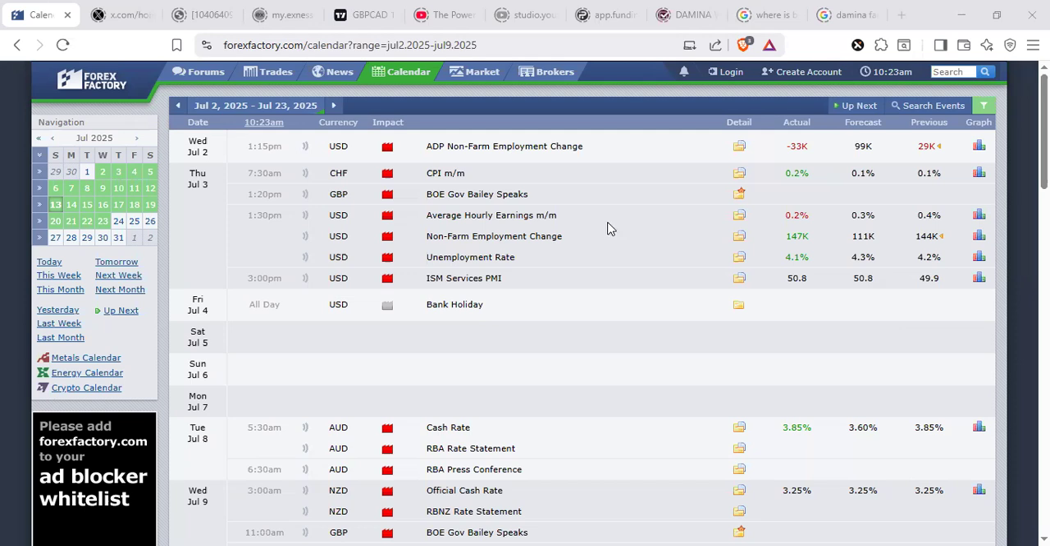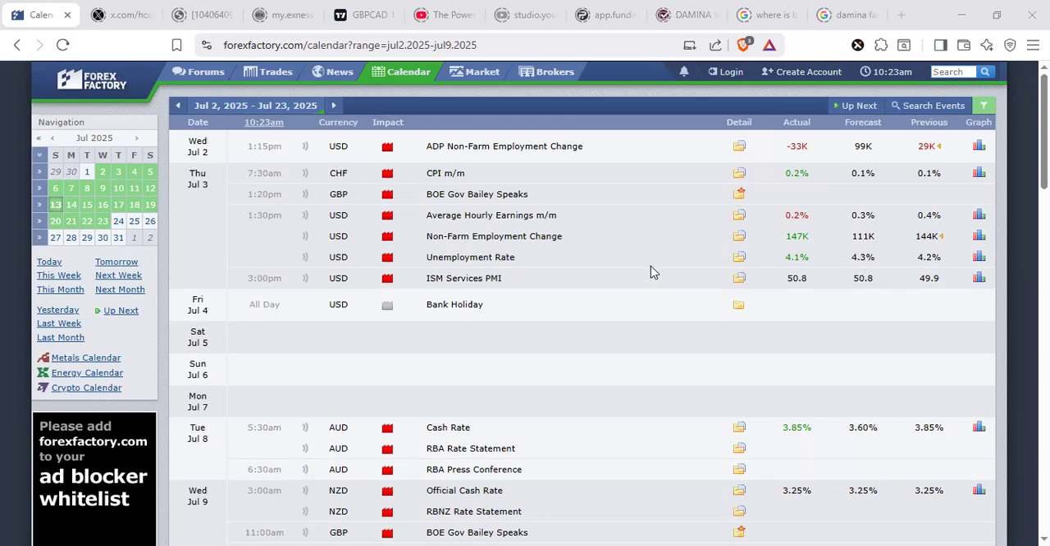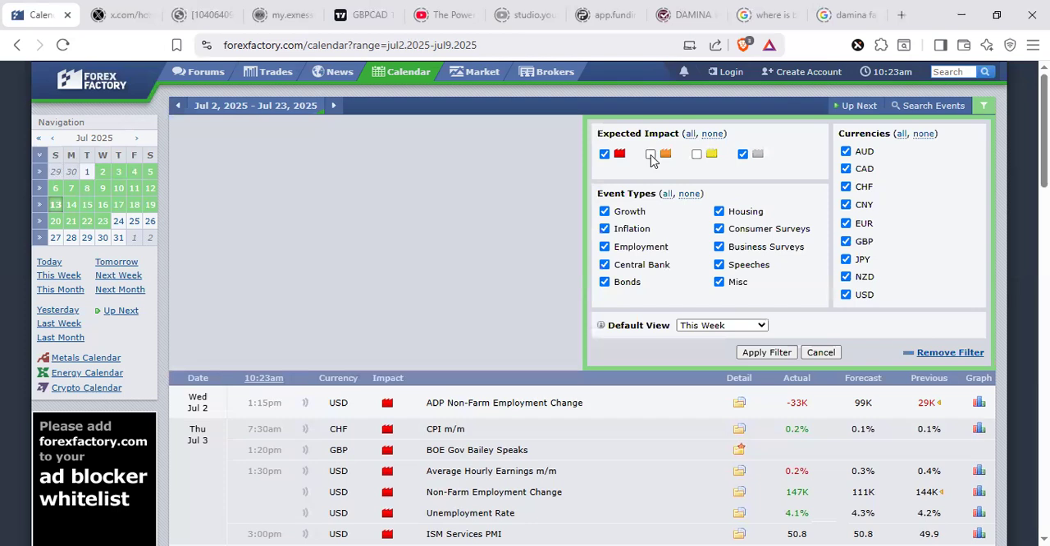So guys, in this video I'm going to show you how to quickly use Forex Factory so you're able to guide your trades and know what you're looking for in the market based on the fundamentals. The first thing you need to do is to set your Forex Factory to show you only high impact news and bank holidays. How you're going to do that is to come to the top right of your screen right here, then uncheck the medium impact and the low impact. Leave only the high impact and the holidays.